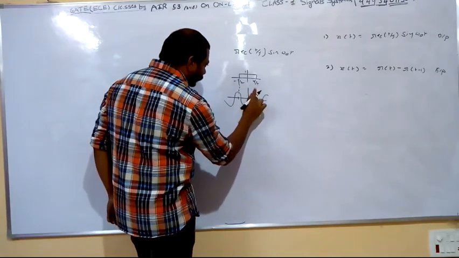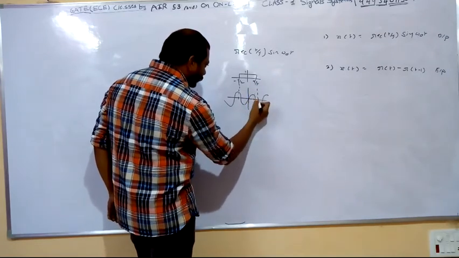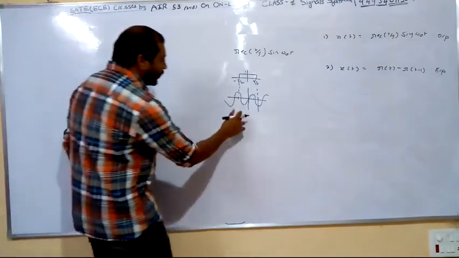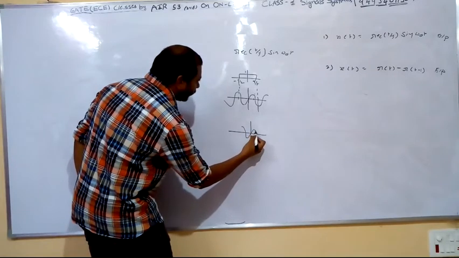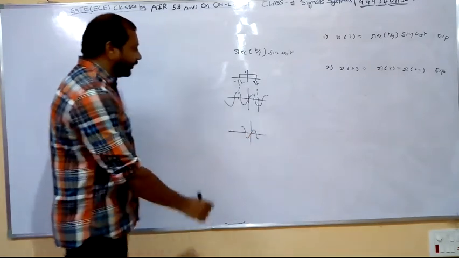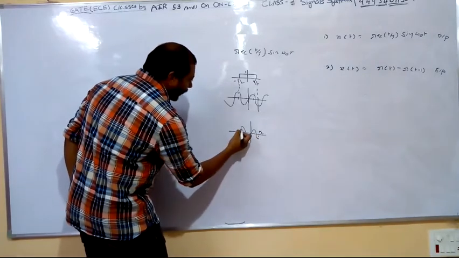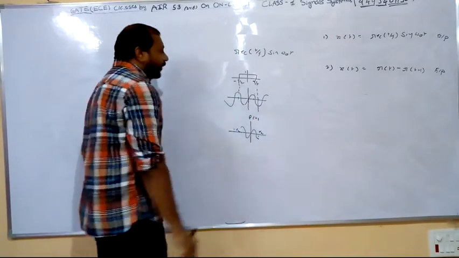The corresponding signal exists from minus tau by 2 to tau by 2. This is the signal. The available signal is the final signal I am considering, like this only. Write it down clearly. The signal runs from minus tau by 2 to tau by 2.